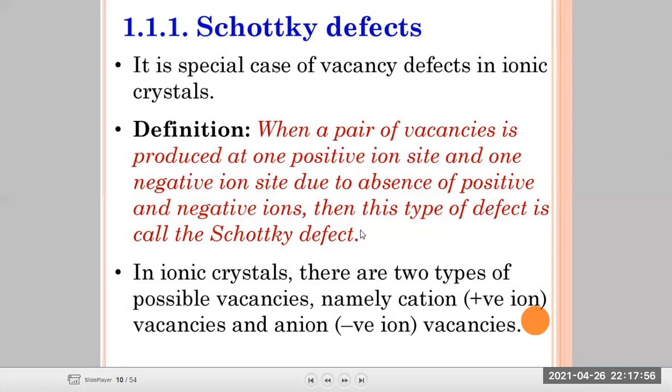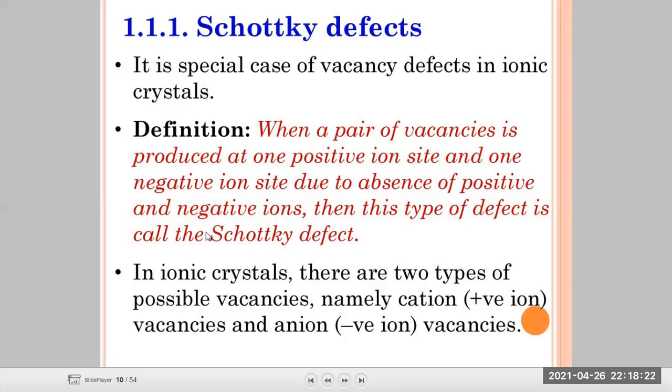So what is that actually? I'm just reading out the definition. How do you say what Schottky defect is? It is the equal missing of the positive and the negative ions, and we say that is called Schottky defect. In ionic crystal, there are two types of possible vacancies, that are cation vacancies. And definitely when we talk about ionic crystal, two types of vacancies may be possible.